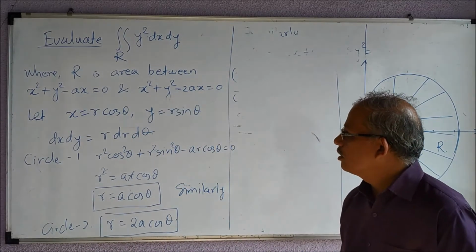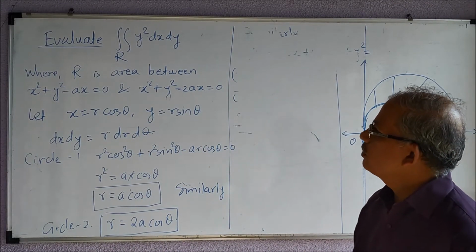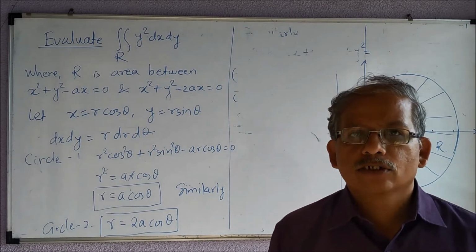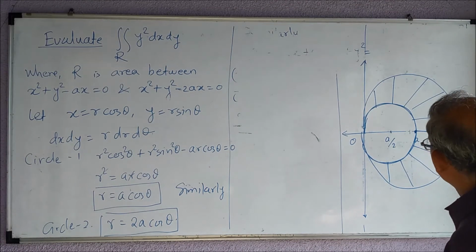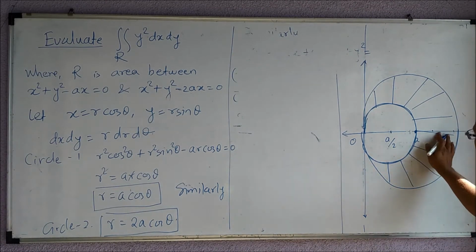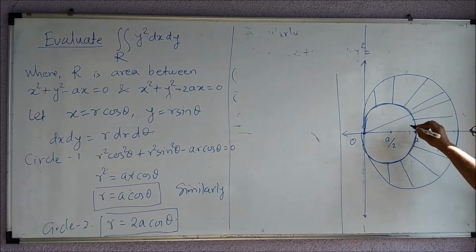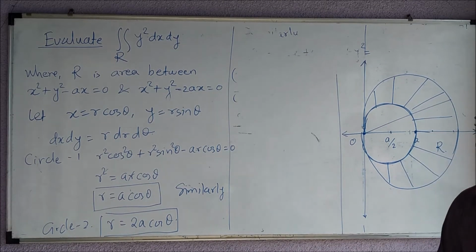Okay, so this way you can obtain the equation of the two circles in the polar form. Now, to obtain the limits on r and theta, you see that now. This is your r vector always. It starts at the origin and it goes like this. This is the r vector.